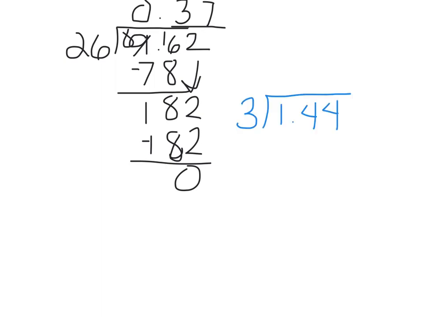Okay, let's try one now using short division. So here we have 1.44 divided by 3. The steps are still the same. We bring our decimal point straight up, and then we divide as we usually would. 3 does not go into 1, so I put a 0 here. 3 goes into 14 4 times. 3 times 4 is 12. 14 minus 12 is 2, so I carry the 2 right here. 3 goes into 24 8 times. 3 times 8 is 24, and 24 minus 24 is 0. So my answer is 0.48.